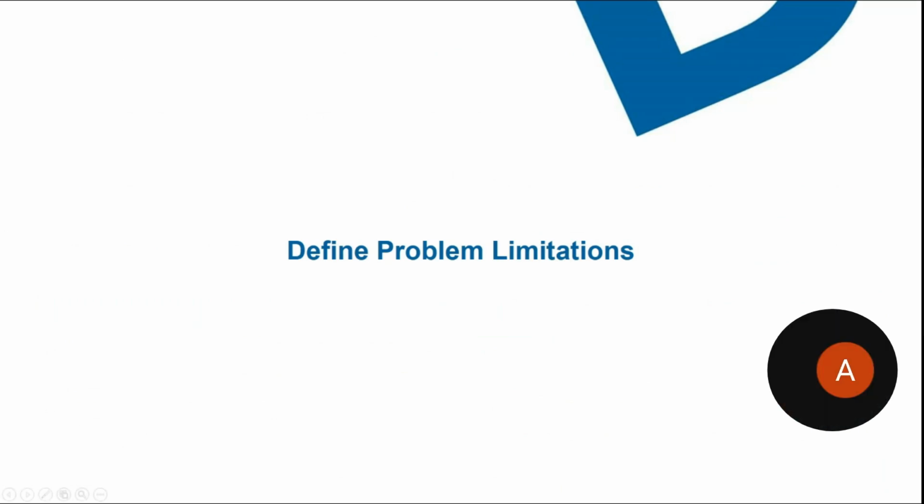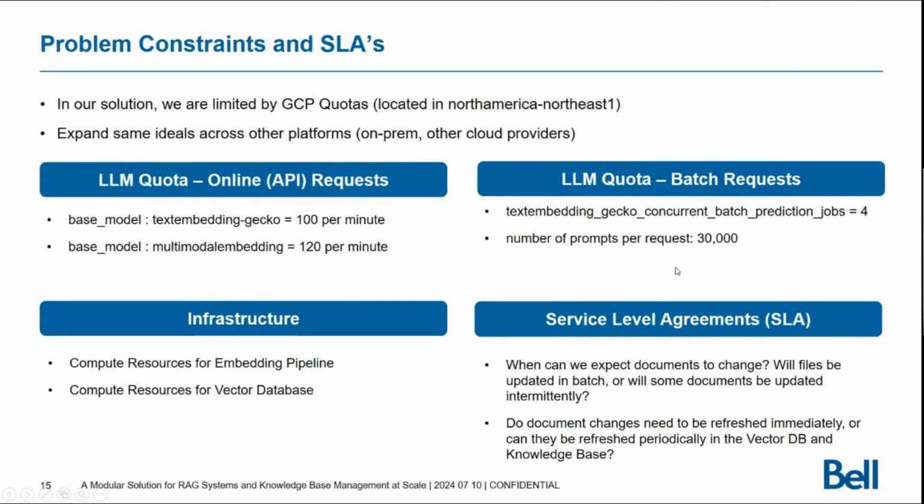Cool. Thank you, Lyndon. Much appreciated. Well done. Yeah. So problem limitations. As with any software engineering problem, in order to develop a solution, we need to define the constraints, limitations, and variables. So starting with the constraints and SLAs, in our particular solution, we're limited by GCP quotas. We're a primarily GCP platform team, and specifically located in the North America Northeast 1. However, you can expand these same ideals across other platforms, so on-prem, other cloud providers.